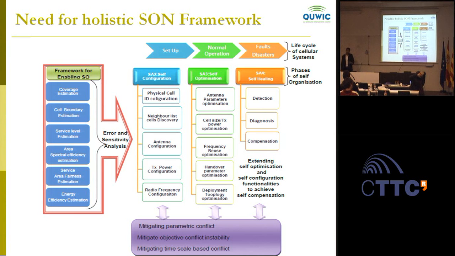It's not like load balancing will work in a different system, and tilt optimization in another, and say frequency reuse and deployment optimization in others. They have to work together in the same system. So there will be some parametric conflicts, some objective-based conflicts and time scale-based conflicts. All those conflicts need to be taken care of, and this is called self-coordination. This has to be done by somebody.